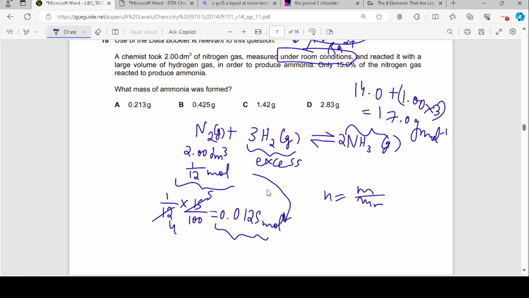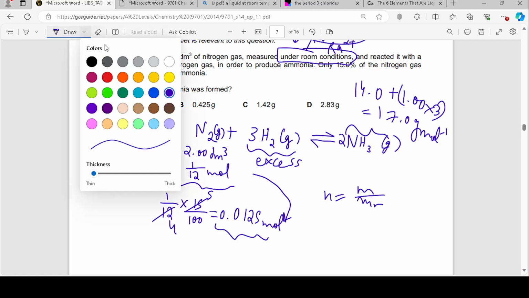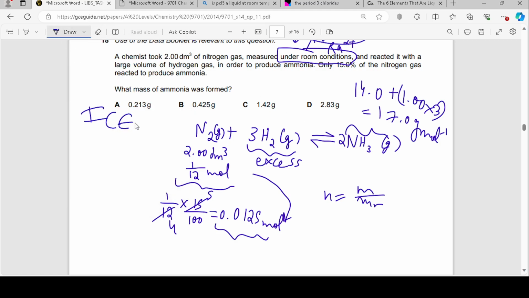So basically, I have to consider the table because it's an ICE table, right? I love ICE tables. If you want to research more about them, it might be in the textbooks as well. But basically the change here is 1/12 minus 0.0125, which is 0.07083 moles. Wait a second. Is it that way? No, it's not. I'm so sorry.